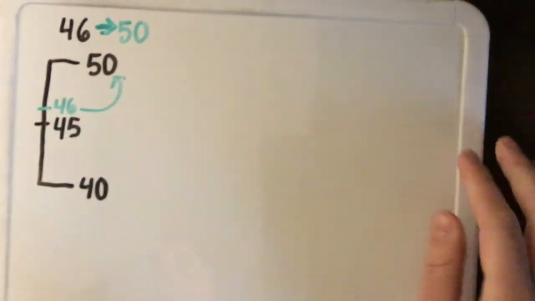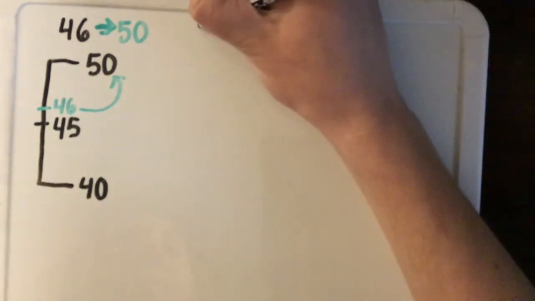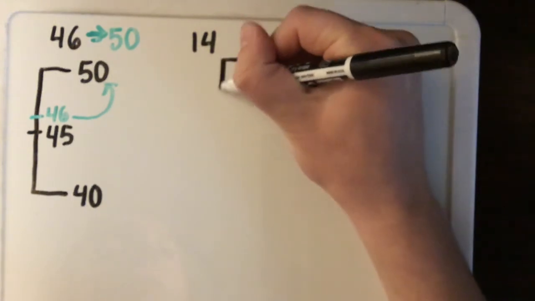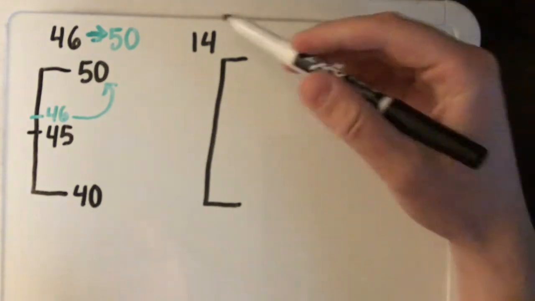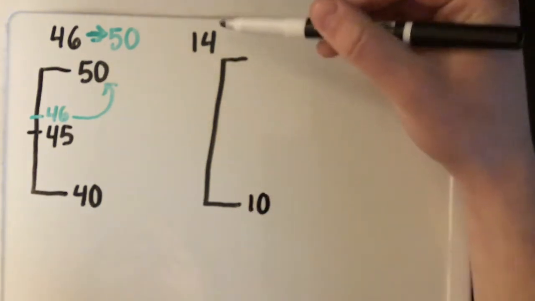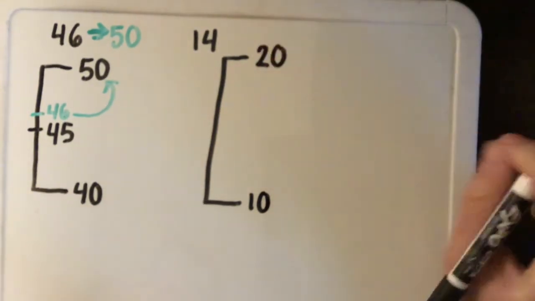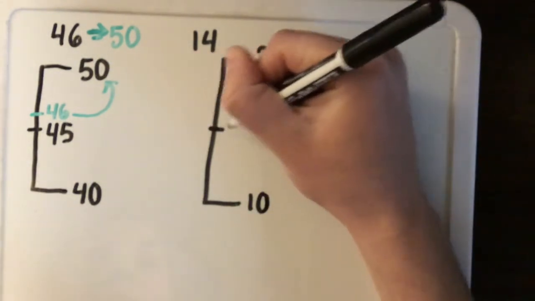All right, next number. Let's change the ones digit. I'm going to do 14. Okay, so the same thing here. I'm going to think about the 10s that come before 14 and after 14. Well, the 10 that comes before 14 would just be 10. And the 10 that comes after 14 would be 20. And if I think about that midway point between 10 and 20, that would be 15.